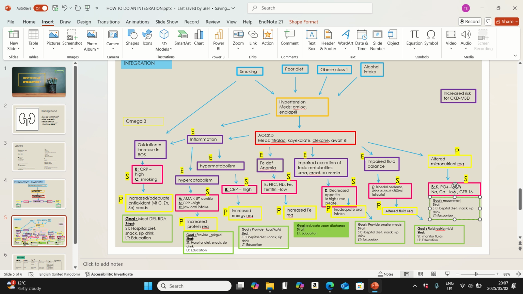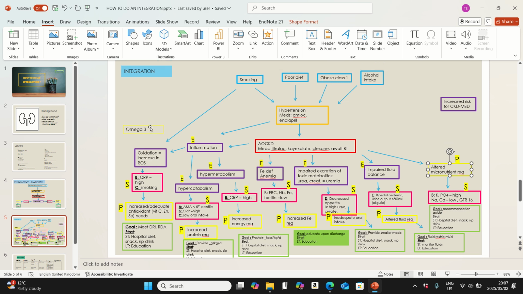So, recommendation guideline, I'm just going to put it as that. So yeah, and then I've also just added in omega-3 on the side. You can add that as one of your best.